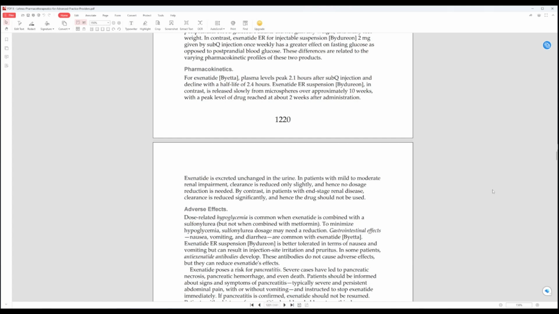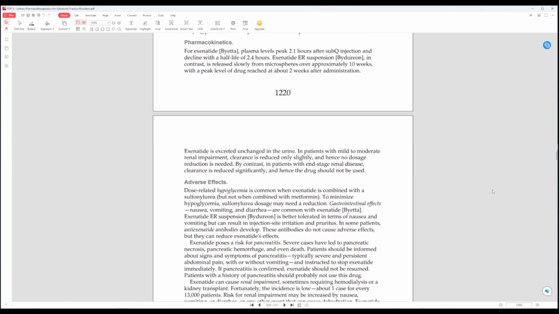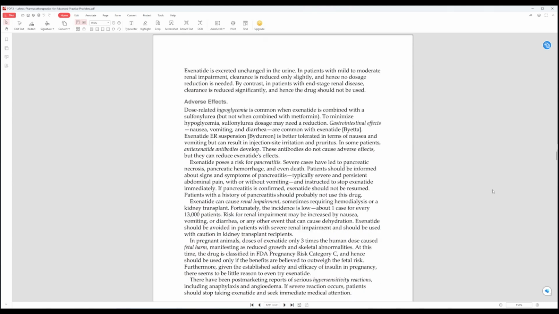Exenatide is excreted unchanged in the urine. In patients with mild to moderate renal impairment, clearance is reduced only slightly, and therefore no dosage reduction is needed. In contrast, in patients with end-stage renal disease, clearance is reduced significantly, and the drug should not be used.